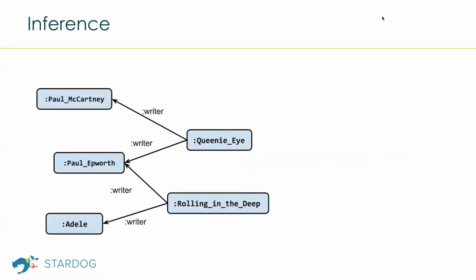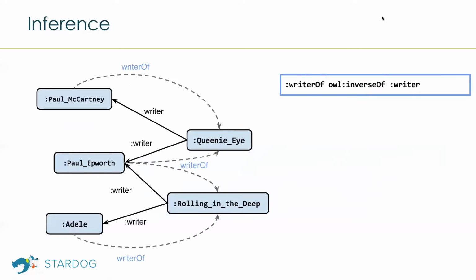So this is all the explicit knowledge that I have, but using an ontology, I can infer a whole bunch of other stuff. I know that song, writer, artist is one thing. What if I want a relationship going the other way? I can just define a predicate writer of as the inverse of writer, in which case my reasoner will see things like Rolling in the Deep, writer Adele, and say, okay, then I know Adele is the writer of Rolling in the Deep. Any of those dotted lines that you see in the picture are completely inferred information.